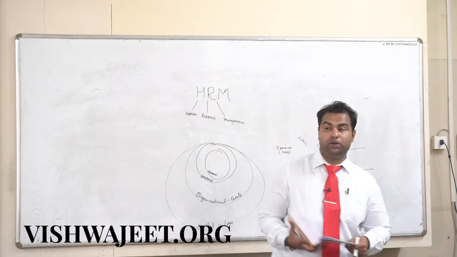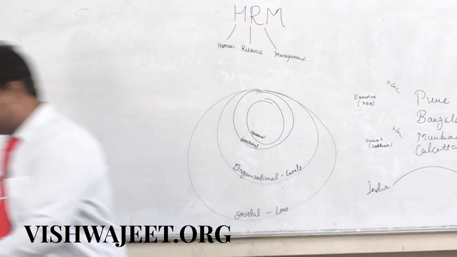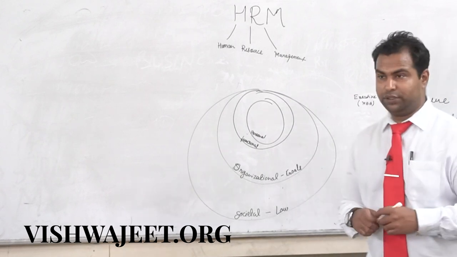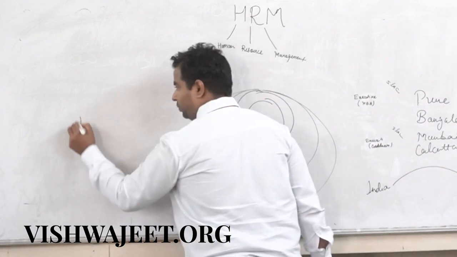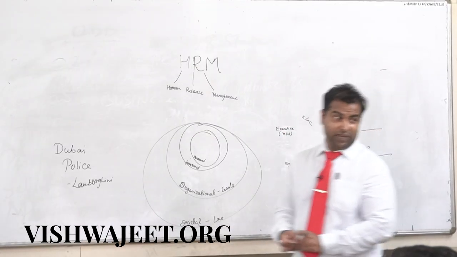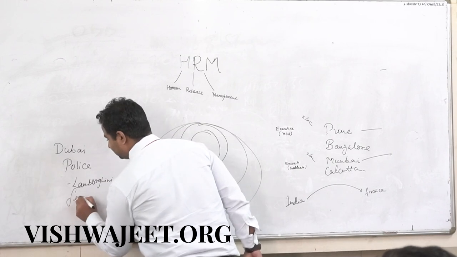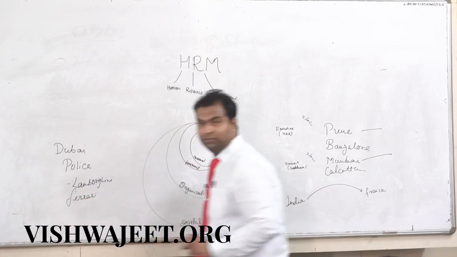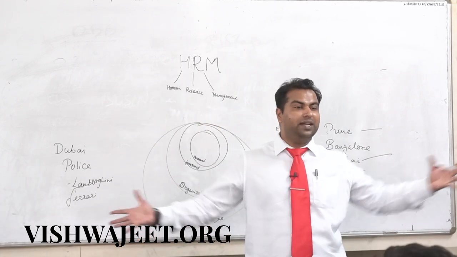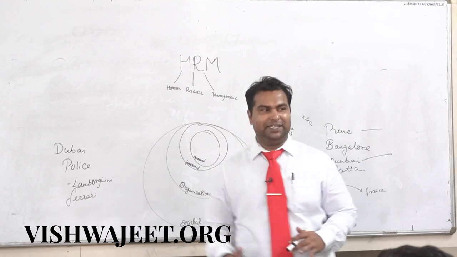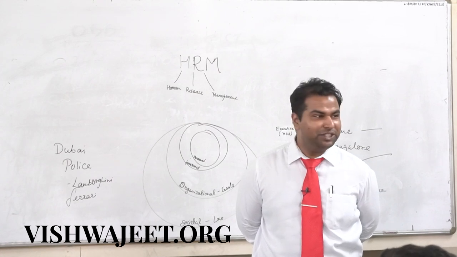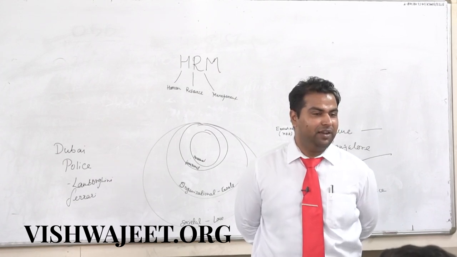Now the third objective, that is the functional objective. So here comes the role of departments, the eligibility, the resources. Dubai police has a Lamborghini. Do you know this? It also has a Ferrari. Despite the crime rate being very low, they have this luxury. Why? What happens if the Mumbai police has a Lamborghini? Why is this happening?